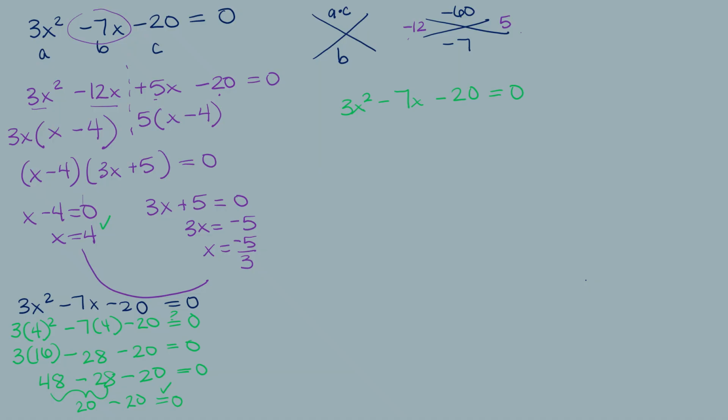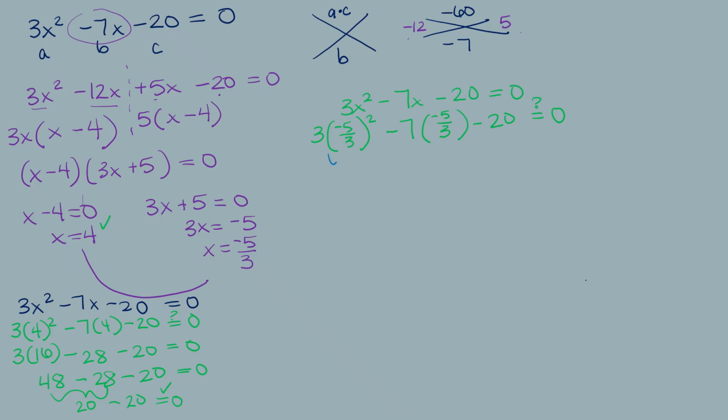And we're going to plug in this negative 5 over 3 where we see an x. So 3 times negative 5 over 3 squared minus 7 times negative 5 over 3 minus 20. And we're testing to see if this equals 0. Okay, so more palatable color.